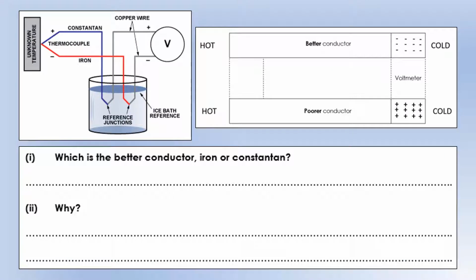Okay, so here are the two diagrams I put up. We've got the diagram of the thermocouple on the left, and the diagram of how the thermocouple builds up a potential difference on the right-hand side. Looking at this example, which is the better conductor, iron or constantan? The correct answer is iron is the better conductor here. If you notice on the diagram on the left, it's the iron that's connected to the negative side of your voltmeter. And you can see on our diagram on the right, the negative side of the voltmeter is connected to the better conductor.